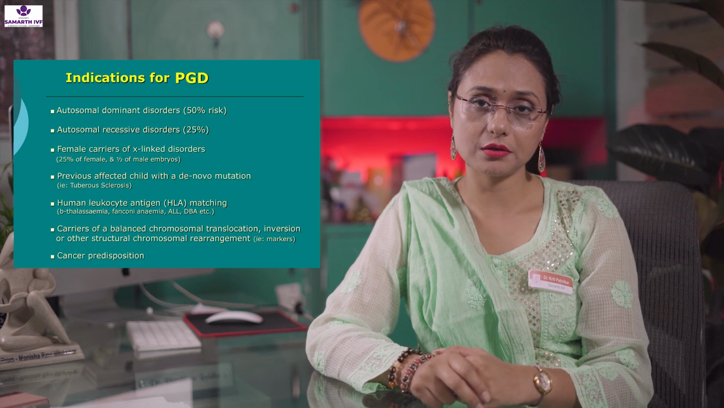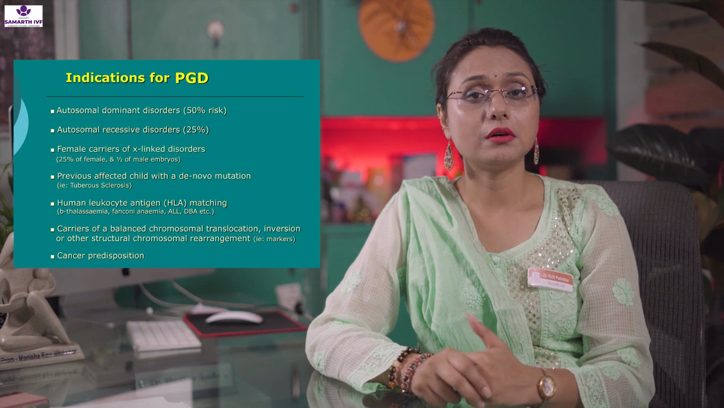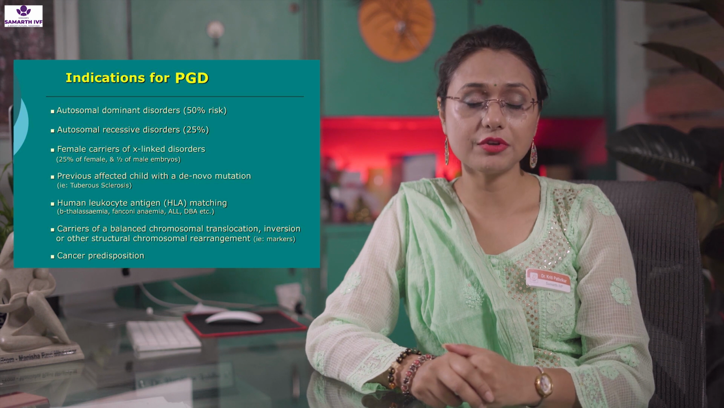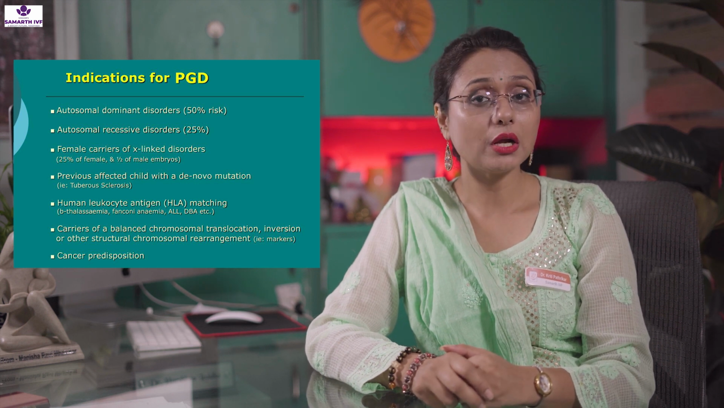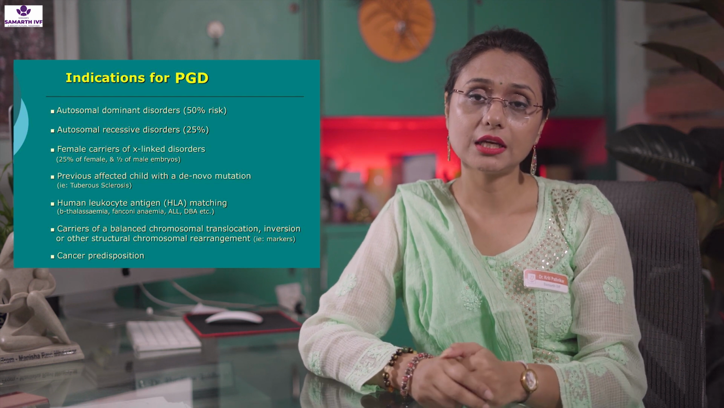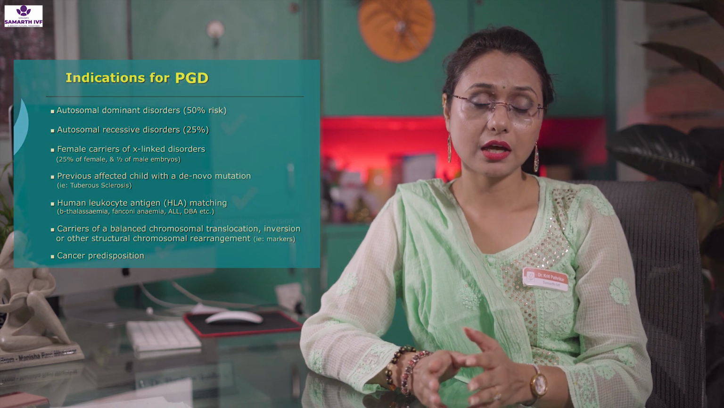So now let's see why PGD. First is in the cases of monogenic disorders. Second is HLA matching, where the resultant pregnancy will serve as the savior child. Third, to rule out the cancer predisposition in the progeny. Also, in cases of minor disabilities, the genes which are having minor disabilities, to rule out that it doesn't pass on to the child.